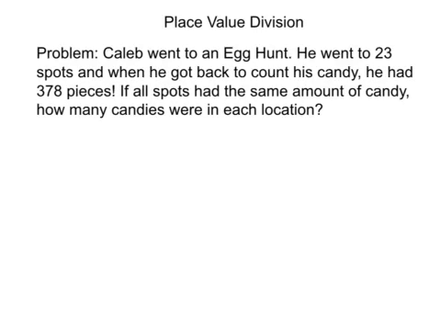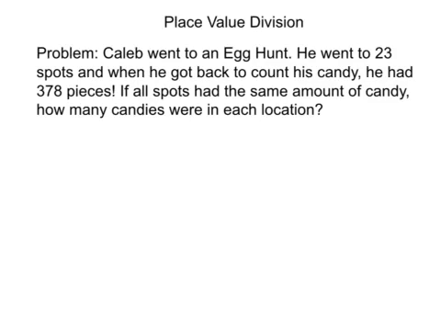Today I'm going to do place value division. I have a problem here, and the problem is Caleb went to an egg hunt. He went to 23 spots, and when he got back to count his candy, he had 378 pieces. If all spots had the same amount of candy, how many candies were in each location?